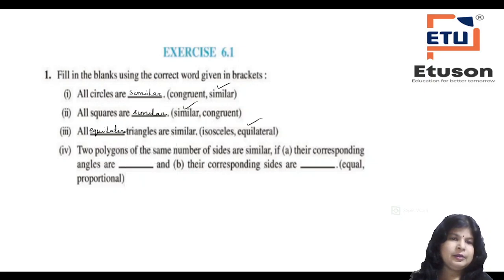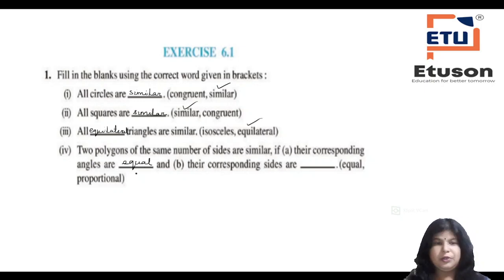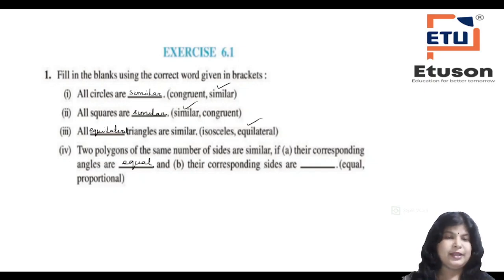Two polygons of the same number of sides are similar if their corresponding angles are equal, are dash, and their corresponding sides are dash. So their corresponding angles are equal. These are the conditions, if you remember from the last video you have discussed. So this is the condition for similarity. The angles must be equal and their corresponding sides are proportional, right?